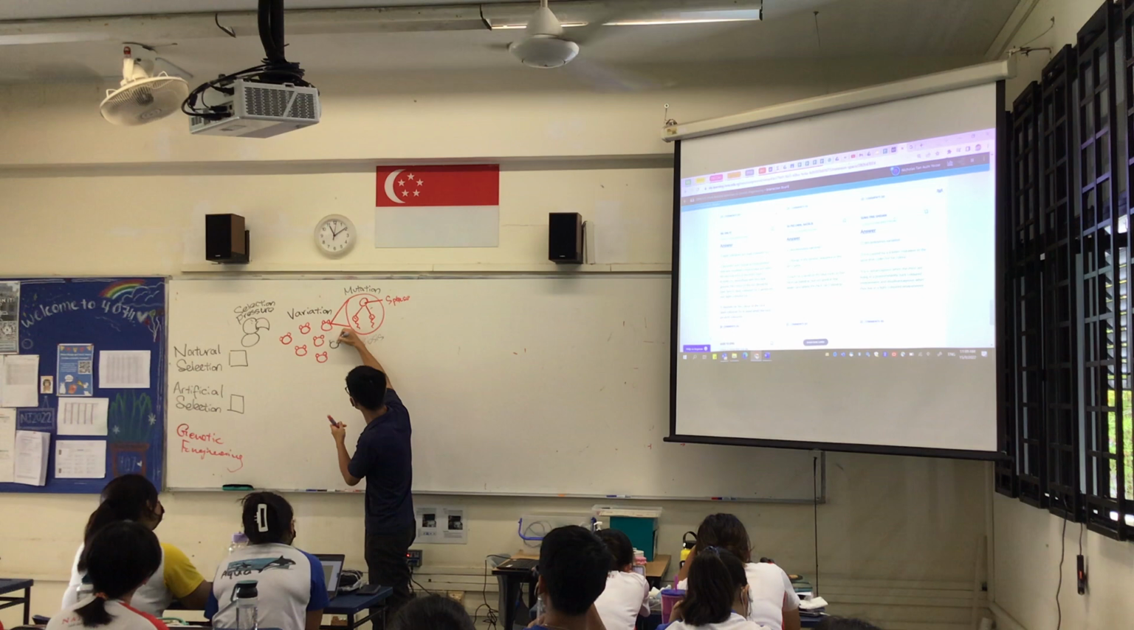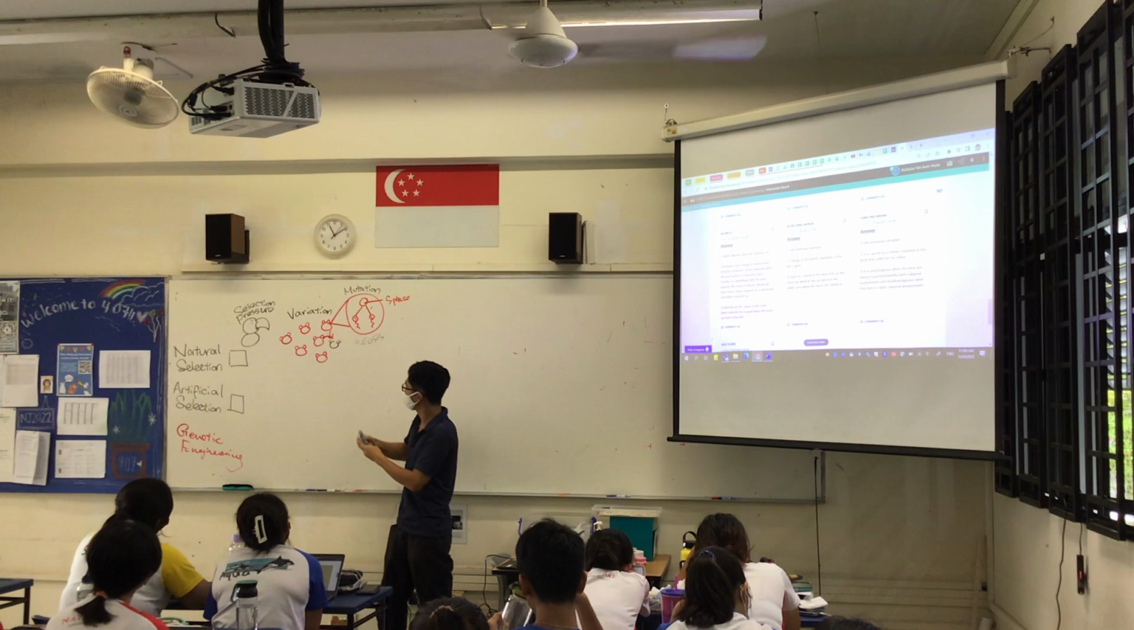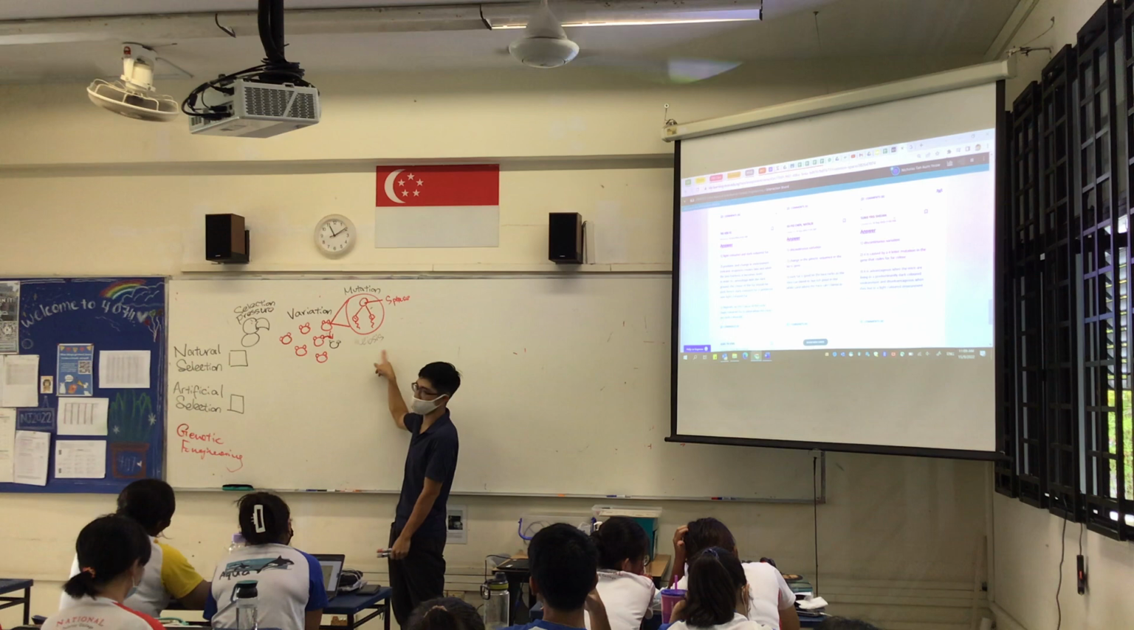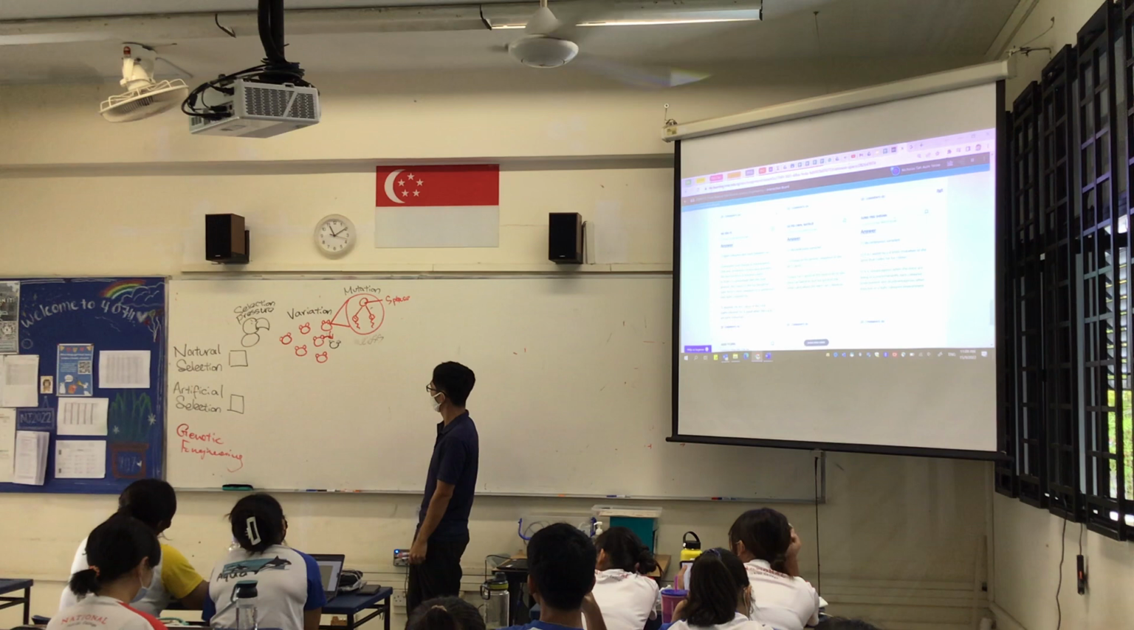Okay, so imagine these two come together and pop. You have a different colored fur mice. Right? So it happens at the meiosis stage when you're forming the sperm or the egg. The copying error occurs then.